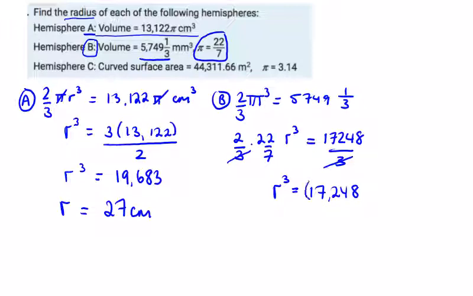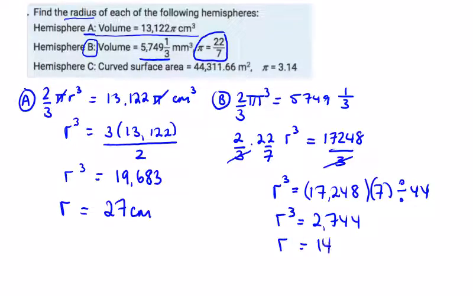This is what I'm typing into my calculator as I do it. 17,248 times 7 divided by 44, if you want to write it like that, 2 by 22. So r cubed is 2744, and that has a perfect cube root of 14, and we're dealing in millimeters this time.